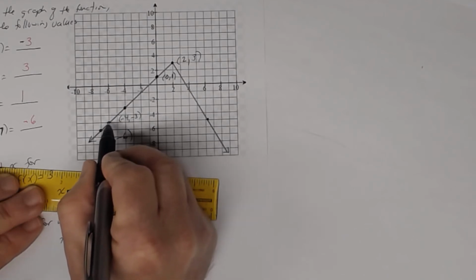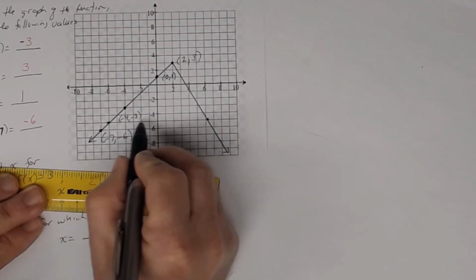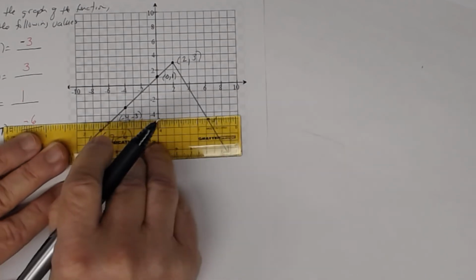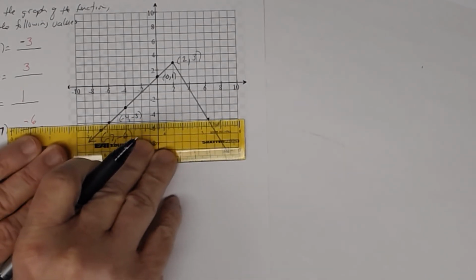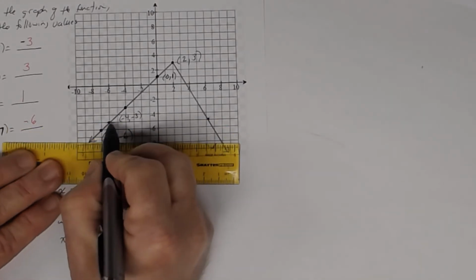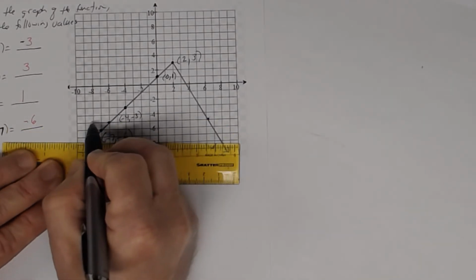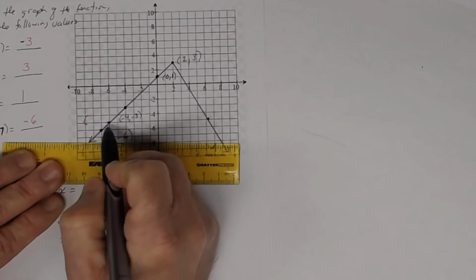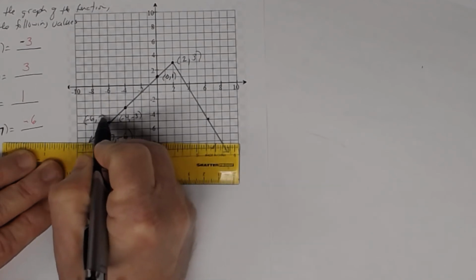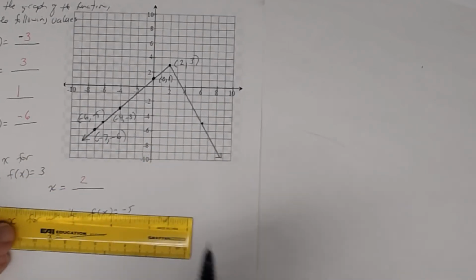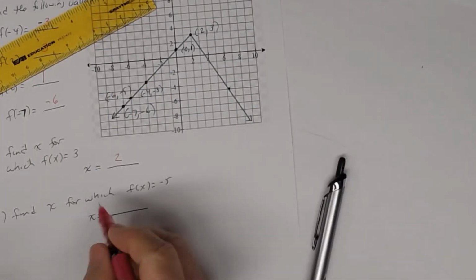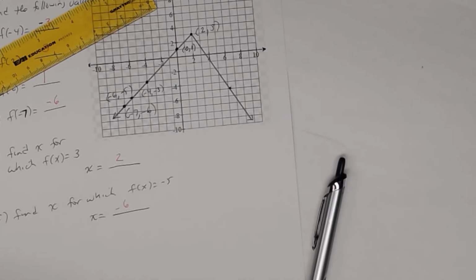Now let's look at this one right here. It's easy to see what coordinates this is. So this is -5, right? This time we're looking at y, so you have to look on the y-axis. When y is -5, this point right here has coordinates -6, -5. So I found one of my x coordinates. One of them is -6. So x equals -6.